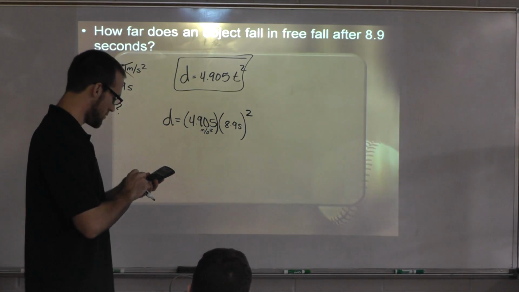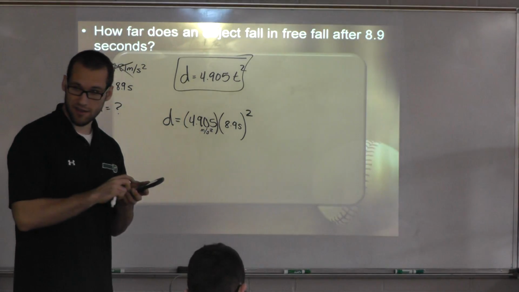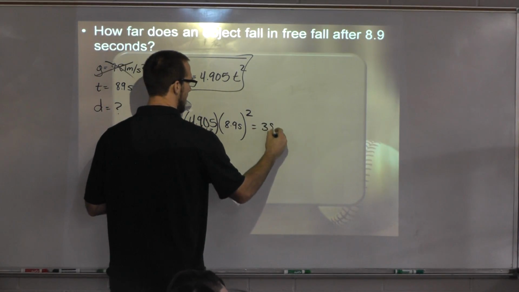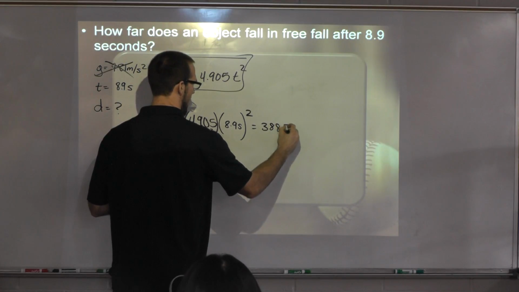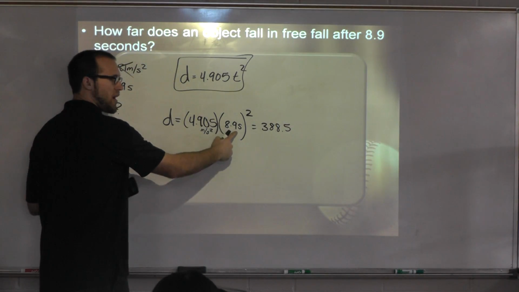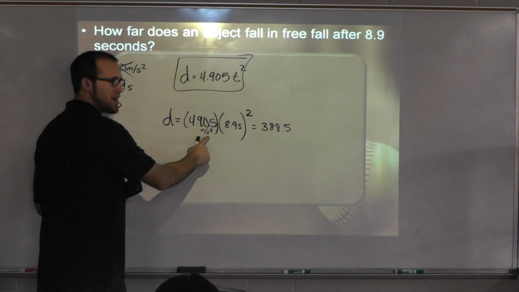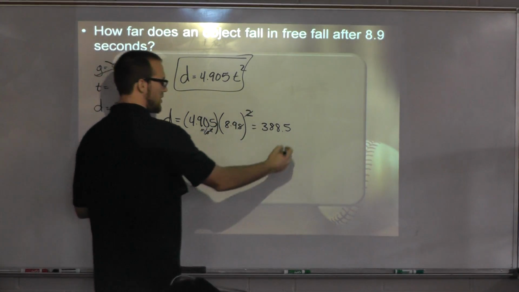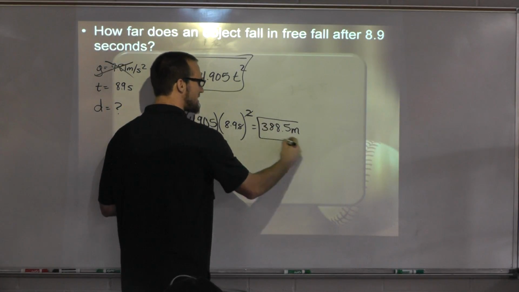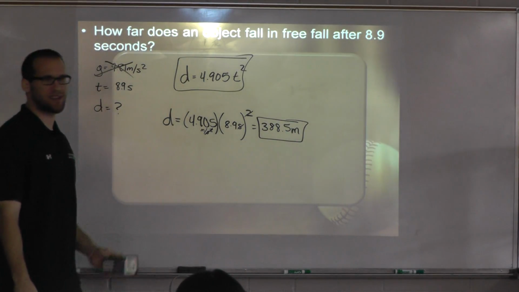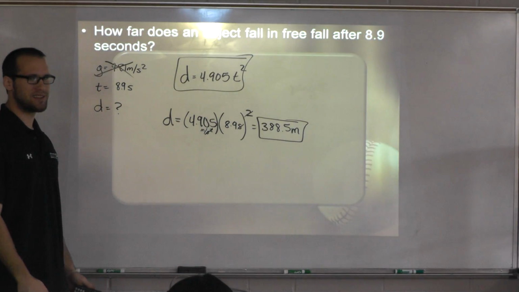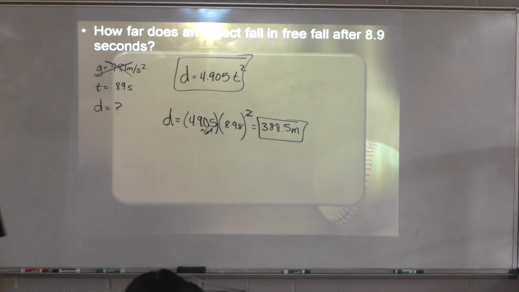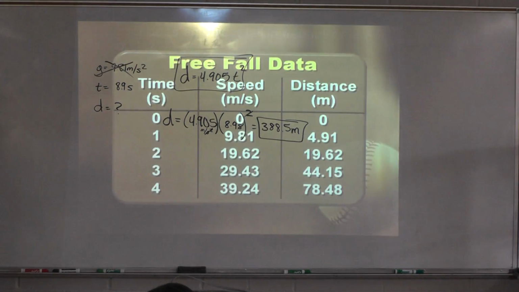388. Is that what you said? 388. Not meters. 388.9. Now, you're squaring your seconds, and that should cancel out with your squared seconds there, giving you meters. Now, does that make sense? Yes. Why does that make sense? Because it's the most common unit for distance.